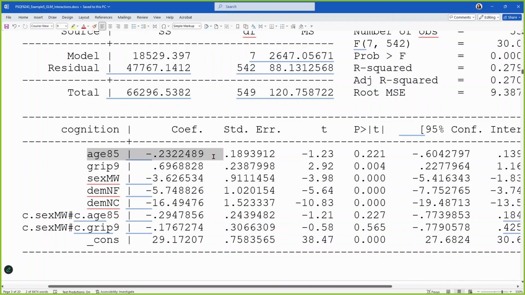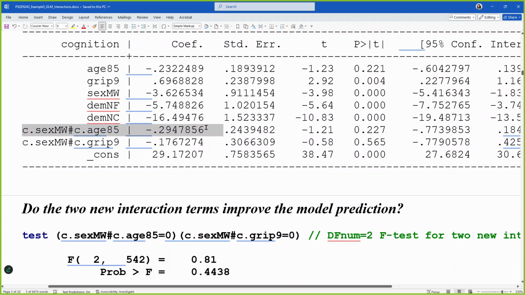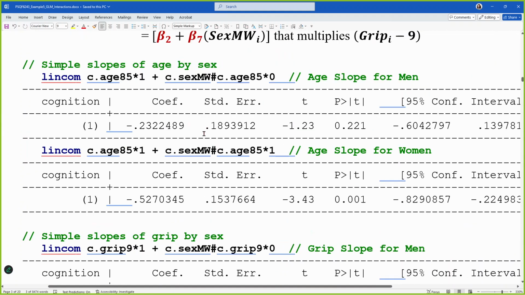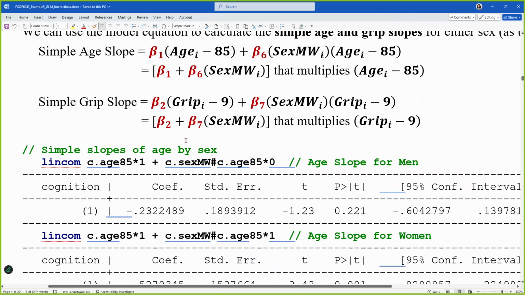So the way I would report this, trying to put it all together: Age doesn't matter in men. The age slope does not differ in women significantly. However, the age slope is significant in women. All of those things are true. Same deal with grip.